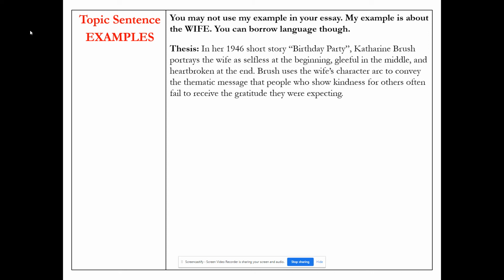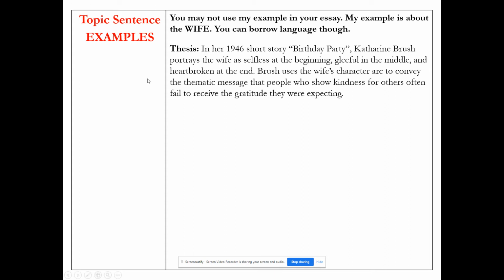So again, we have a sample thesis statement here, a completed thesis with all those little square bracket spots filled in. In her 1946 short story Birthday Party, Catherine Brush portrays the wife as selfless at the beginning, gleeful in the middle, and heartbroken in the end. Brush uses the wife's character arc to convey the thematic message that people who show kindness for others often fail to receive the gratitude they were expecting.